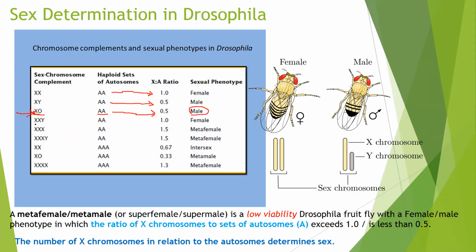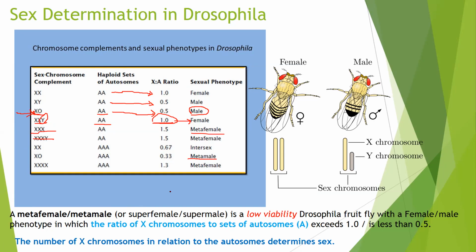Okay, now you can do your math. For example, this one gives you one. So even though there's a Y chromosome here, it doesn't matter. If you just calculate the ratio of X and A, this gives you one, and this is a female. All right, so there are some very non-standard versions of Drosophila that will give you something called the meta female or meta male. Those are the phenotypes called the super female or super male, which have very low viability in Drosophila.